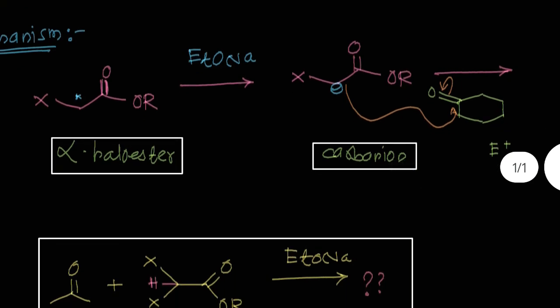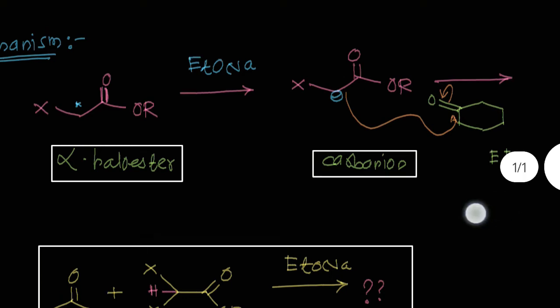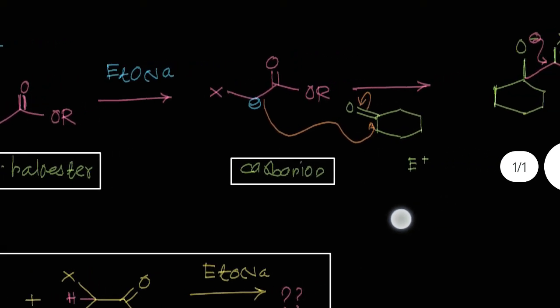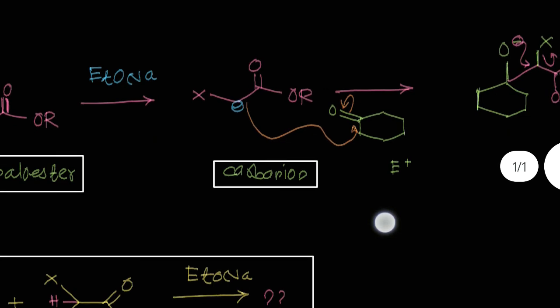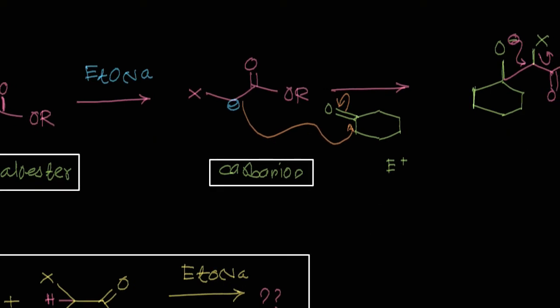So we can see here this alpha haloester has an acidic proton, particularly at the alpha position. So first the base abstracts the proton and generates the carbanion. The carbanion is the intermediate which is electron rich and easily attacks the carbonyl compound, that is the carbonyl carbon, which acts as an electrophile.